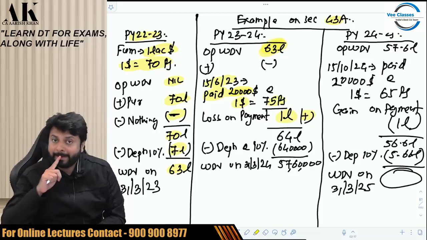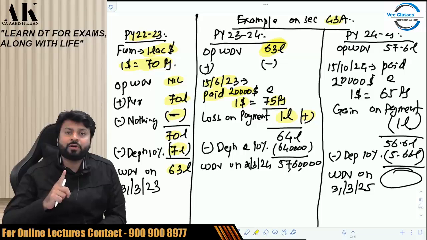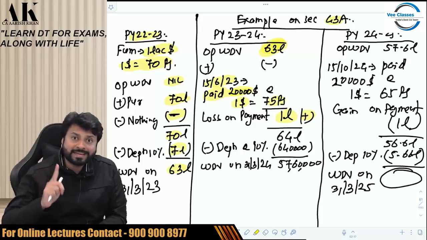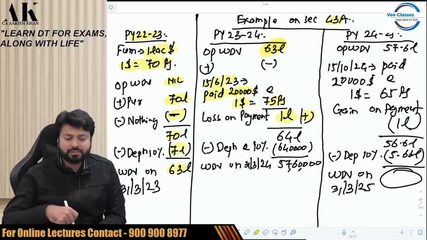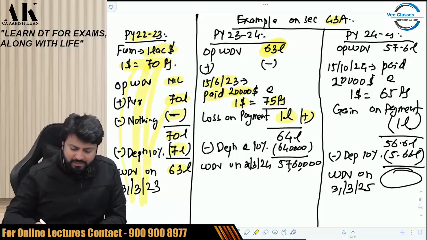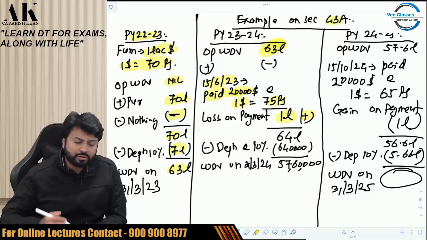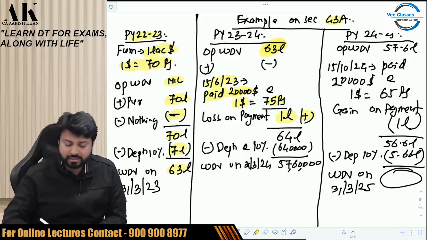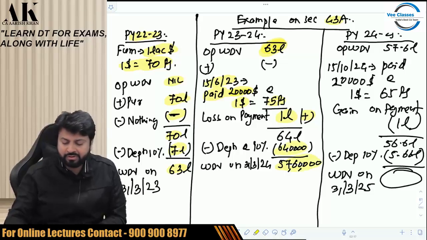What has to be kept in mind in 43A is, first, you have to adjust in the WDV of the block of asset, and second, you have to adjust on the date of payment, not on the date of balance sheet. In the first year, there is no payment, so I'm not making any adjustment of gain or loss. In the second year, I'm making payment of $20,000 and there is a loss of 5 rupees per dollar, so I'm adding 1 lakh rupees. You can check. Then you have to reduce depreciation and then this will become your WDV.